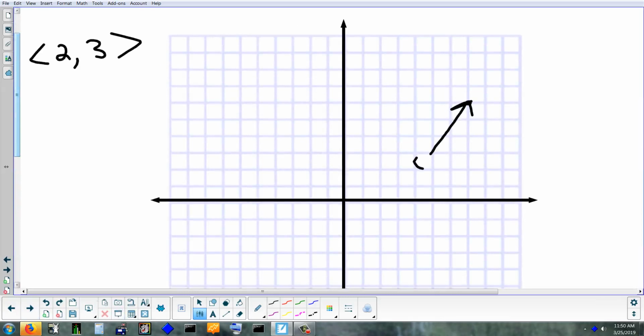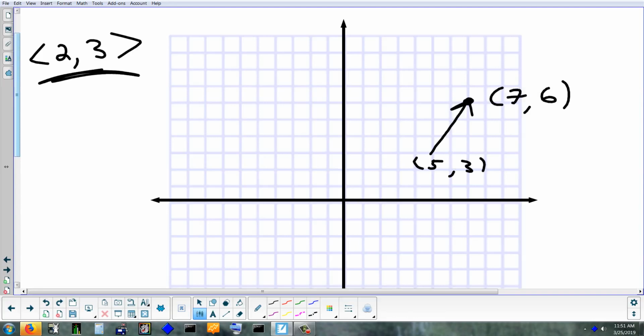What is this coordinate? Yep, 5, 3. That's my initial point. Where's my terminal point? Yeah, 7, 6. Now, we already know the answer. You wouldn't be given that. But the answer is 2, 3.